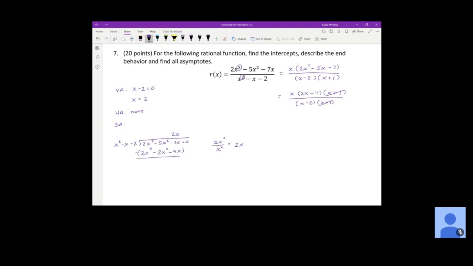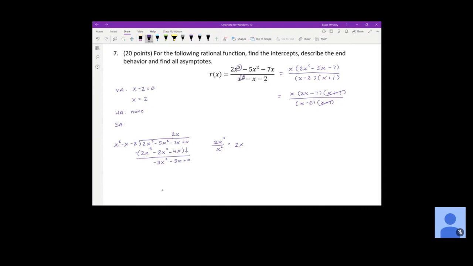Now we're going to subtract all of that. 2x cubes cancel out. Negative 5x squared minus a negative 2x squared becomes addition. So that's negative 3x squared. Negative 7x minus a negative 4x also becomes addition. So that's a negative 3x. And we can bring down the plus 0.